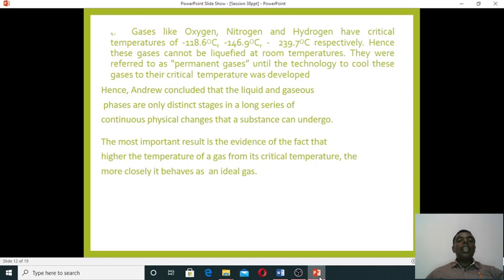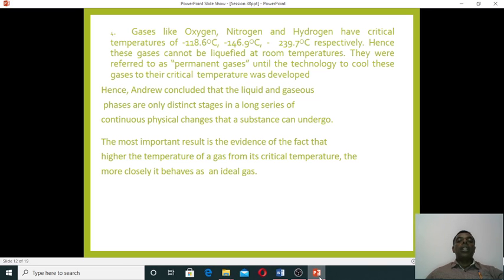Now, for gases like oxygen, nitrogen and hydrogen, the critical temperatures are minus 118.6 degrees Celsius, minus 146.9 degrees Celsius, and minus 239.7 degrees Celsius respectively. Hence, these gases cannot be liquefied at room temperature. They were referred to as permanent gases until the technology to cool these gases to their critical temperature was developed.